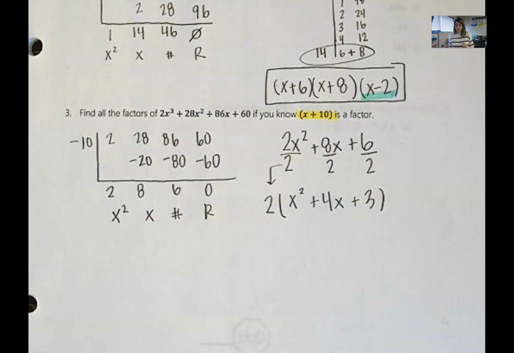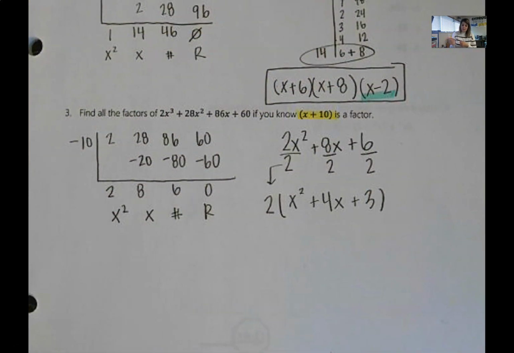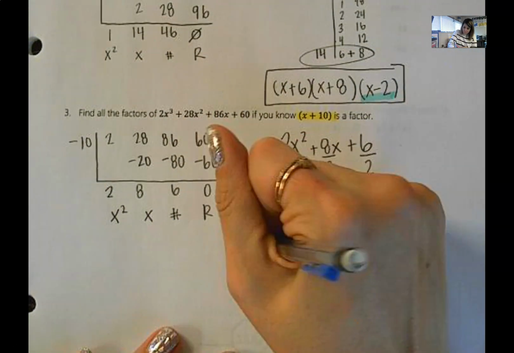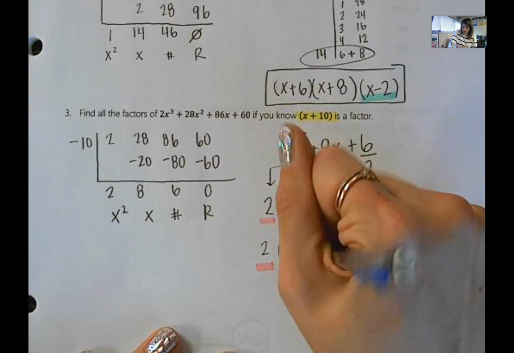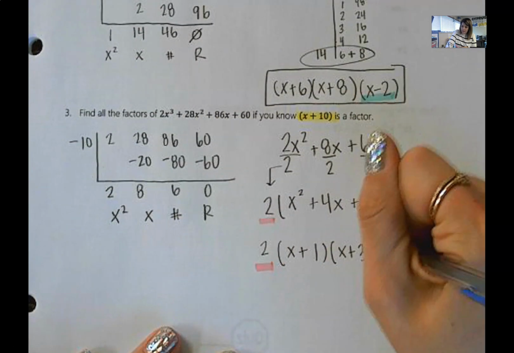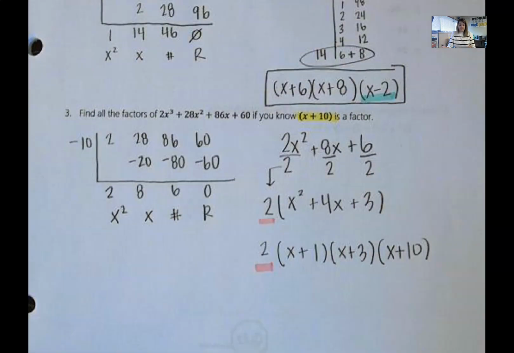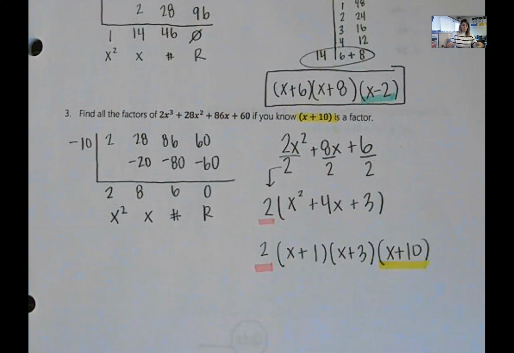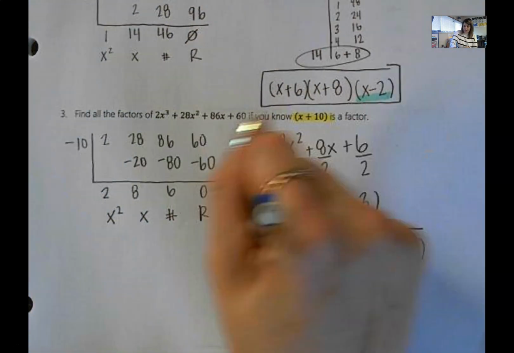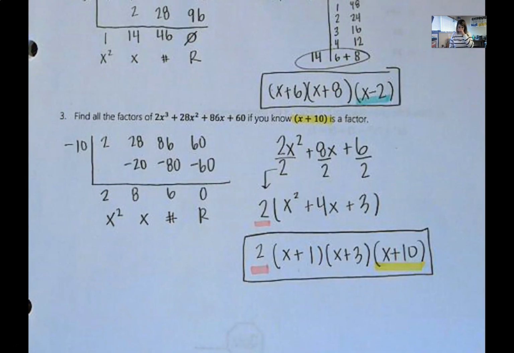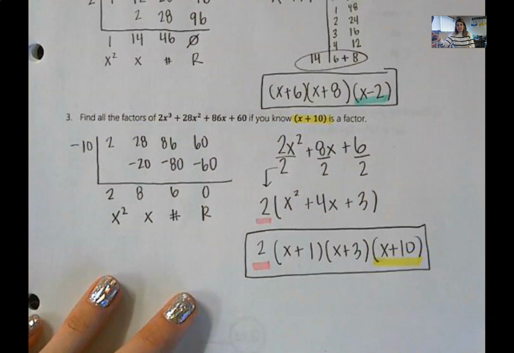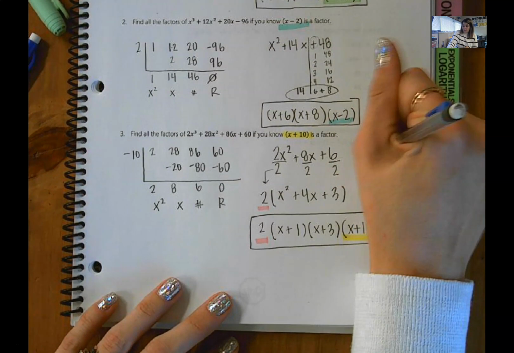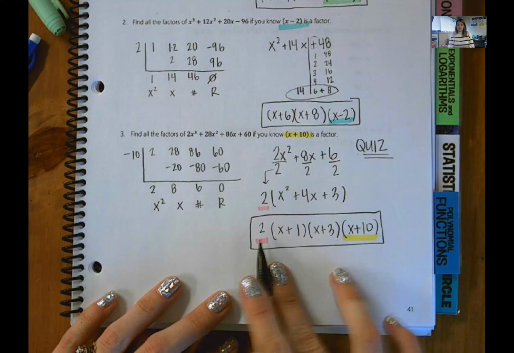So we have to be careful on this answer though, because there's 2 things we need to make sure that we keep track of. We need to make sure that we keep that 2 on the front, x plus 1, x plus 3, and then we bring down the factor that they gave us in the beginning of the problem. So this is an example of where we have to factor out a GCF first. There is one on the quiz just like this. And the number that you factor out will be a 2.